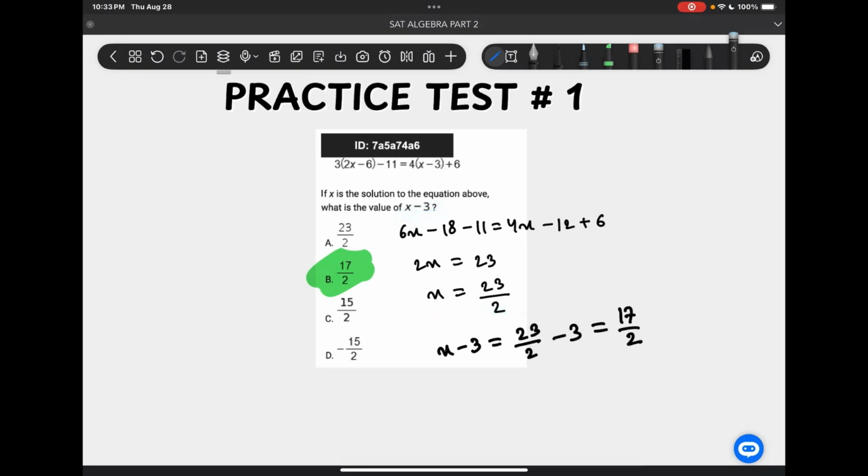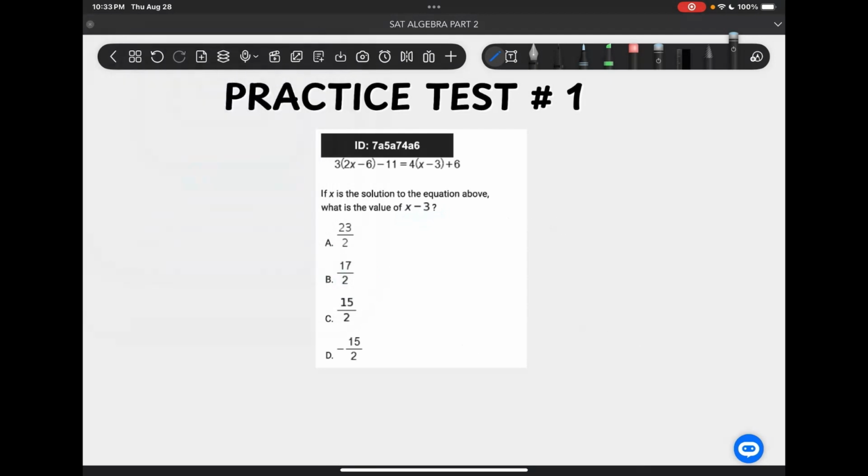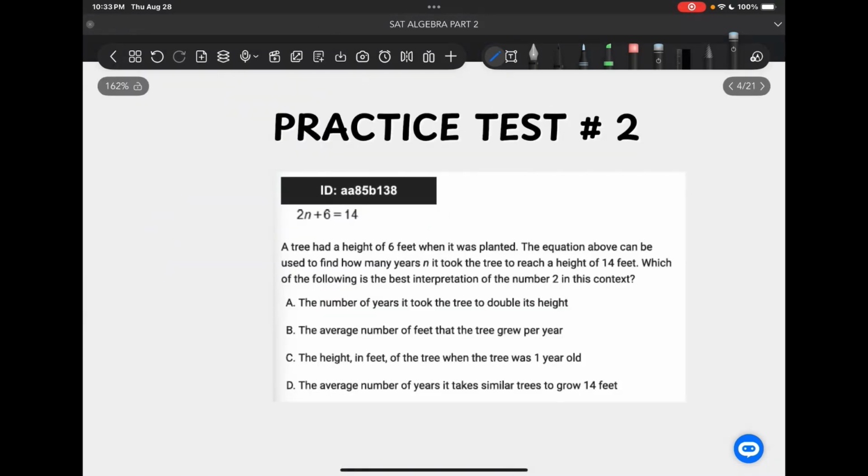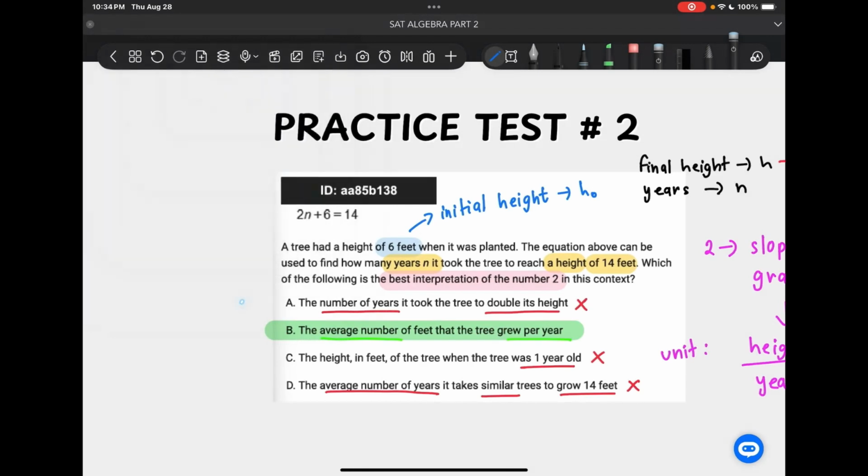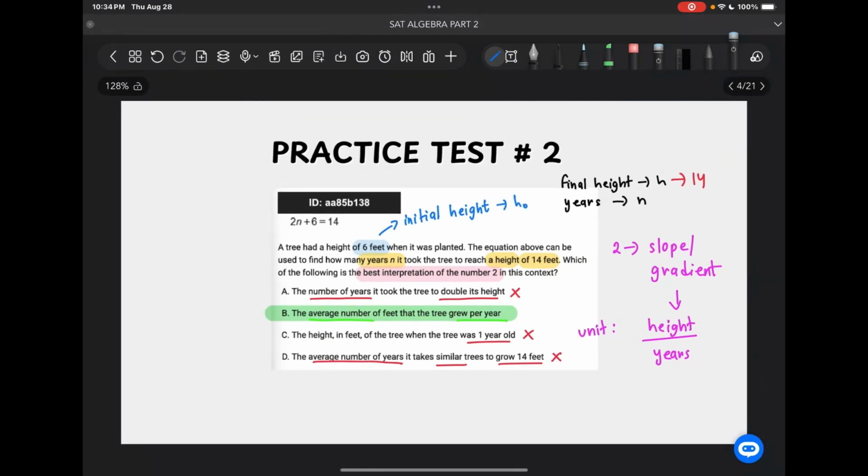Yeah. So now let's move on to our next portion. So this is practice test 2. Now, 2n plus 6 equals 14. A tree had a height of 6 feet when it was planted. So the initial height was 6 feet. The equation above can be used to find how many years n it took for the tree to reach a height of 14 feet.